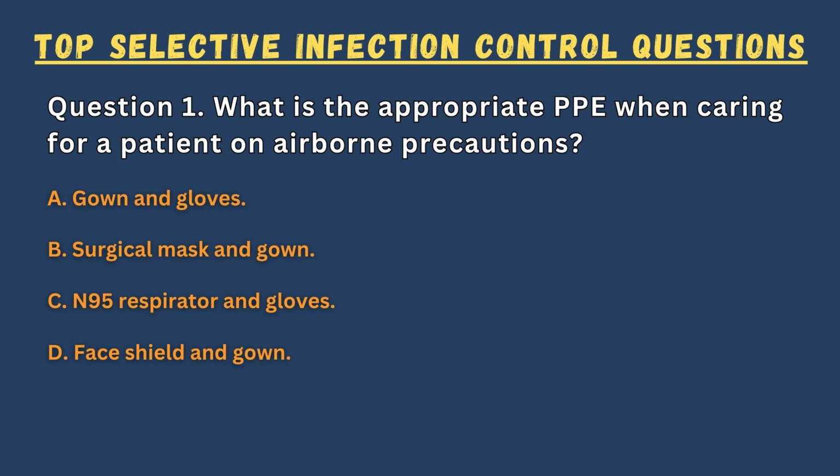Question 1. What is the appropriate PPE when caring for a patient on airborne precautions? A. Gown and gloves. B. Surgical mask and gown. C. N95 respirator and gloves. D. Face shield and gown.